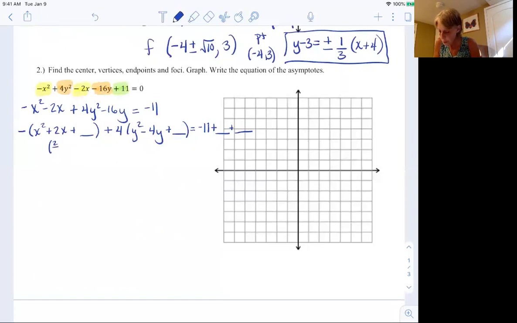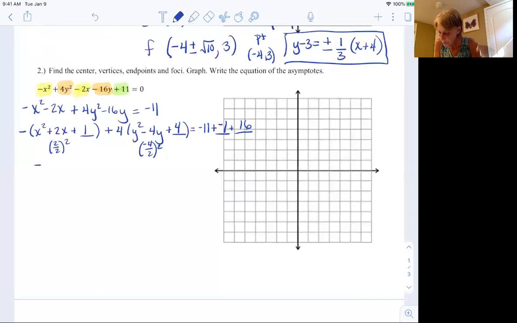Middle term, divide by 2, square it. 2 divided by 2 is 1, 1 squared is 1. I'm multiplying it by negative 1 before I move it over, add it to the other side. Negative 4 divided by 2, negative 2 squared is 4. Multiply by 4 before I bring that over to the other side. Now clean this up, write each of them as factors, and add the numbers on the other side.